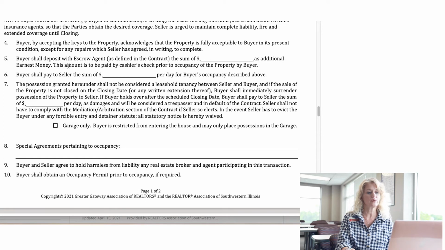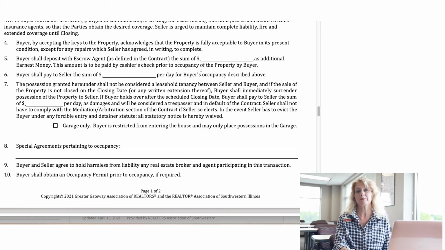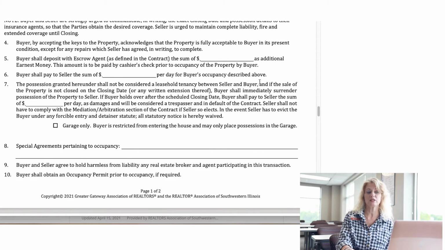The buyer shall deposit with escrow agent as defined in the contract the sum of blank as additional earnest money. This amount is to be paid by cashier's check prior to occupancy of the property by buyer. This is a term agreed upon between buyer and seller. The seller would probably require a much higher deposit of earnest money. Say the buyer only deposited $500 earnest money. This would be an additional amount to that, and then it's credited to the buyer at closing. The buyer shall pay the seller a sum of blank per day for buyer's occupancy described above. This would be like a daily rent amount.